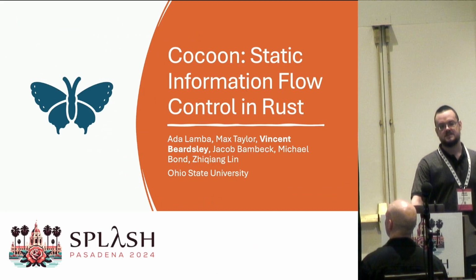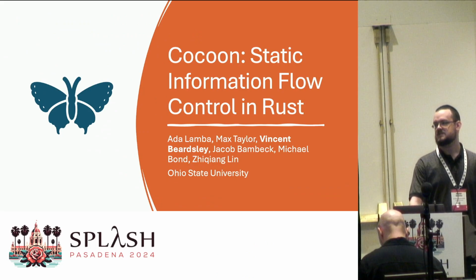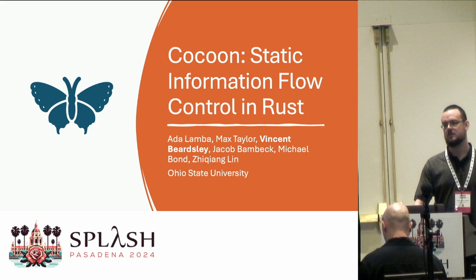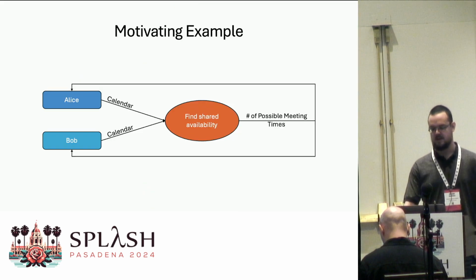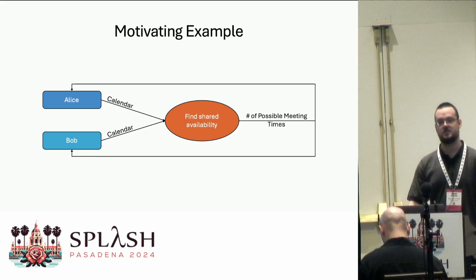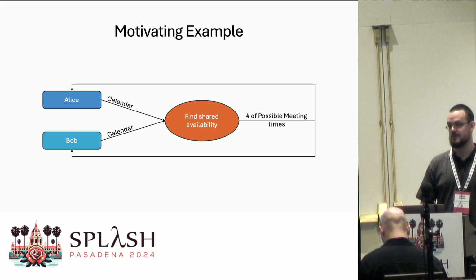So Cocoon is the first IFC approach, information flow control approach, for an off-the-shelf language that does not require modifying the language or compiler. So let's start with a motivating example. We have two users, Alice and Bob. Alice and Bob would like to find how many possible times they can meet, how their calendars line up so they can actually meet with each other.